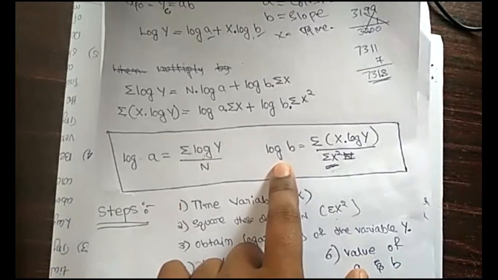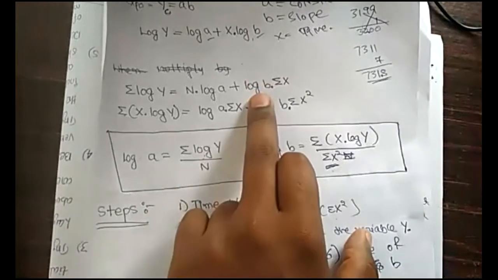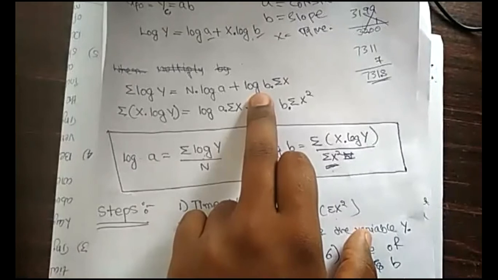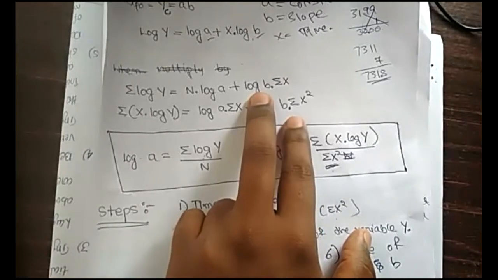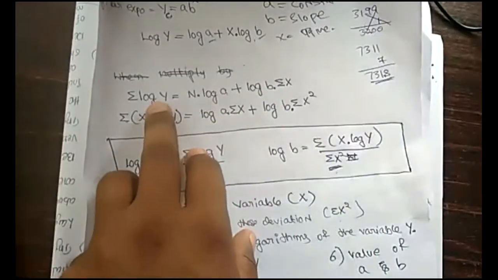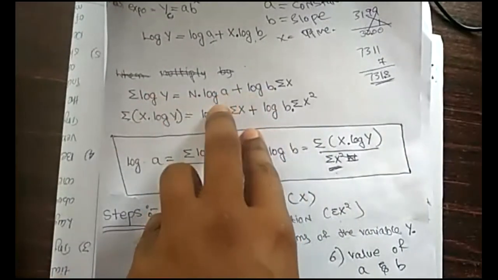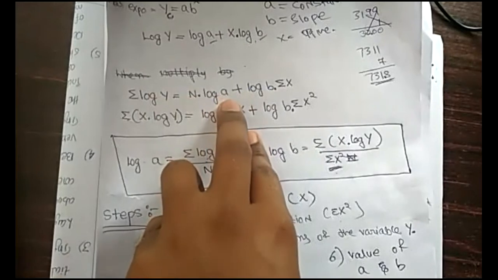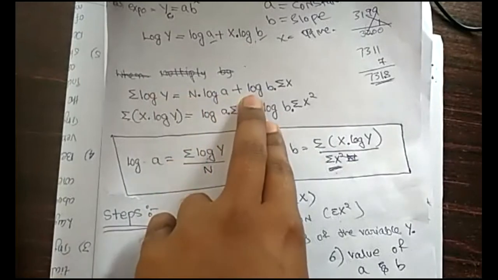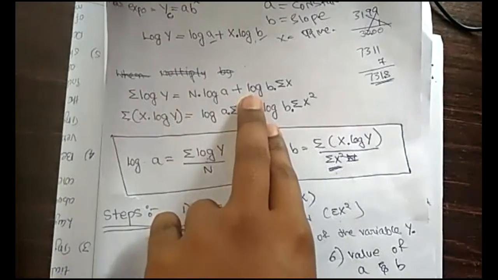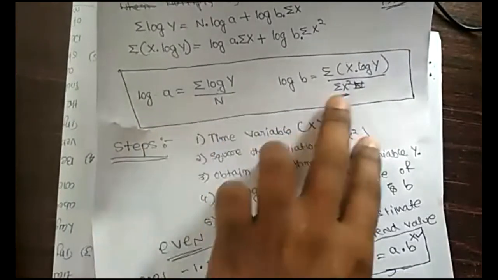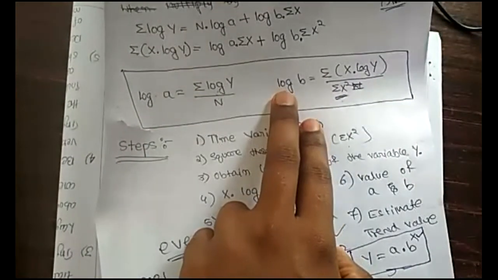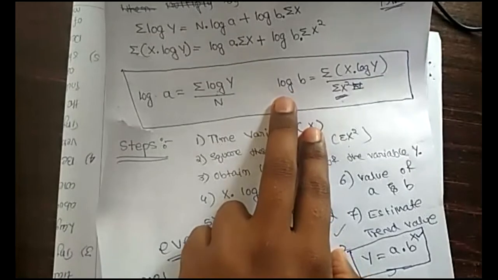In the last class, we discussed taking the first year as the origin year. We had to develop some equations and simplify them. By using those equations, we found how to find log a, log b and the trend values. Today we'll discuss taking the middle year as the origin year, and by using these two equations, how we can estimate the trend values.